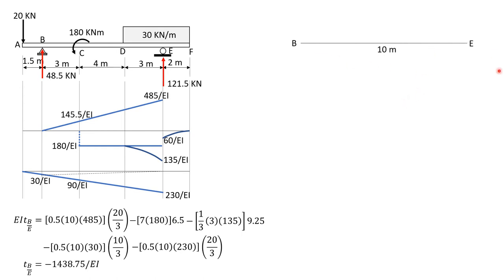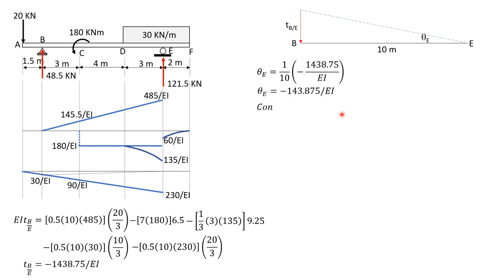So if this is BE, the tangent should be above and B should be below. So this is the deviation of B relative to the tangent at E. So the slope of the tangent at E therefore is negative because this is down to the right. And this is theta E. So theta E is negative. So it is negative 1 over 10 of the deviation of B relative to the tangent at E. So 1 over 10 times negative 1,438.75 over EI. So theta E is negative 143.875 over EI.